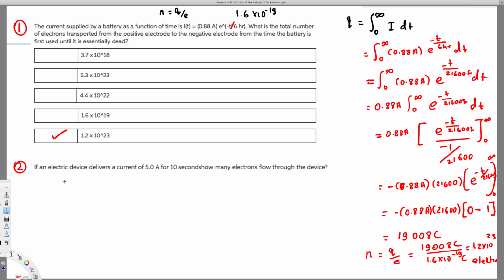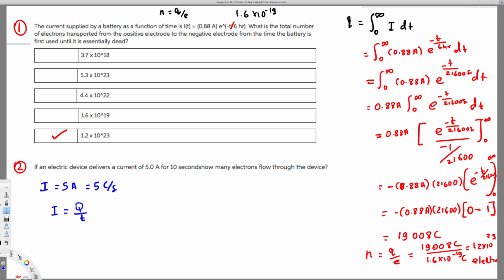Let's do the second problem. It asks: if an electric device delivers a current of 5 ampere for 10 seconds, how many electrons flow through the device? They are asking for the number of electrons. Here I is equal to 5 ampere, which we can write as 5 coulomb per second, and I is equal to Q over t.